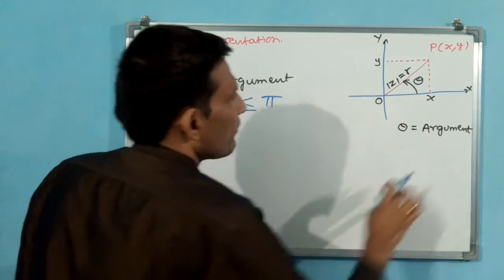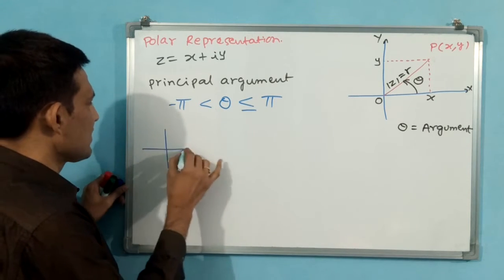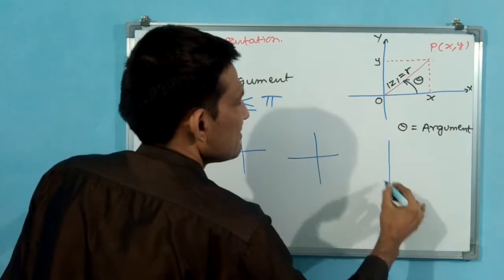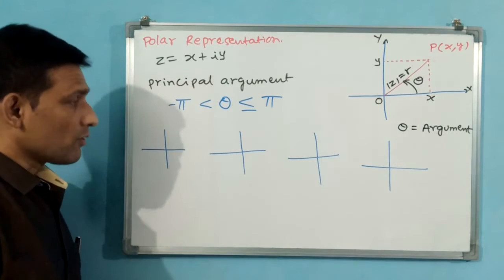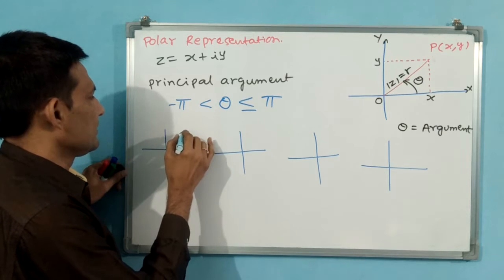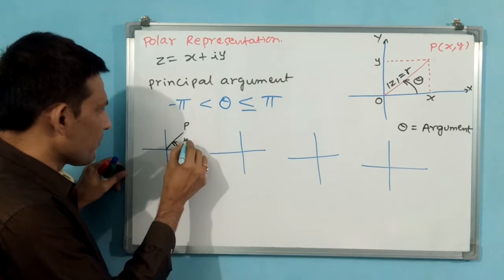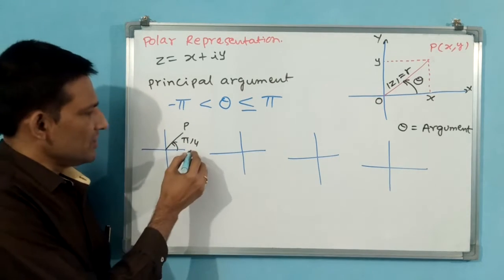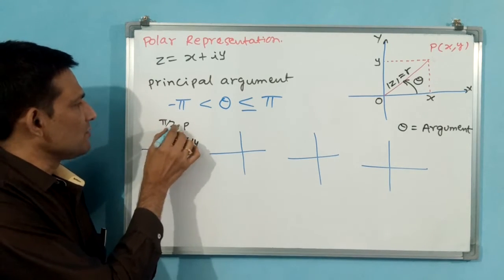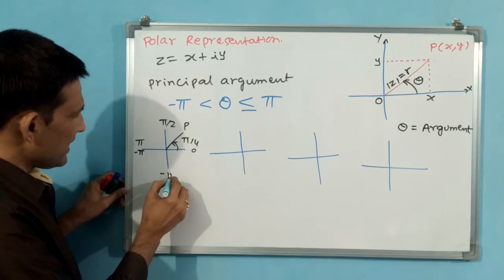See, 4 points I am going to plot, then you can understand the angle. You see, this is 1, this is 2, this is 3, this is 4. These are 4 points I am drawing. First I am writing here P. This is say pi by 4. You can see this is 0, pi by 2, pi will be there, minus pi will be there. This is minus pi by 2.